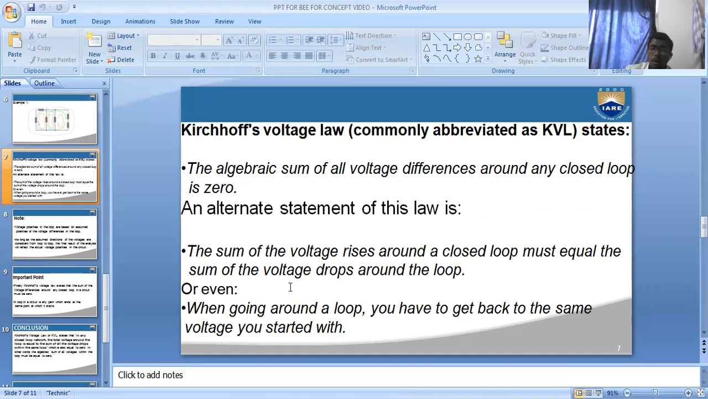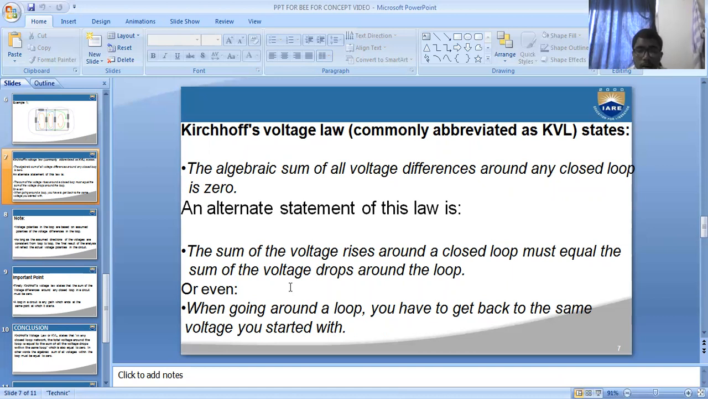Meaning, when we are going around a loop, you have to get back to the same voltage you started with. What you have at the starting position must be the same at the ending position also. There is nothing to be changed. That is the first and foremost thing we need to understand here. The sum of the voltage rises in any closed loop must be equal to the sum of the voltage drops. That is what should be followed in Kirchhoff voltage law.